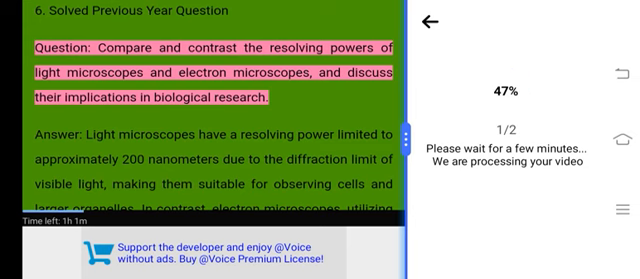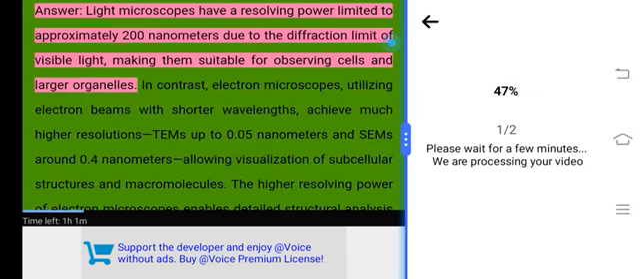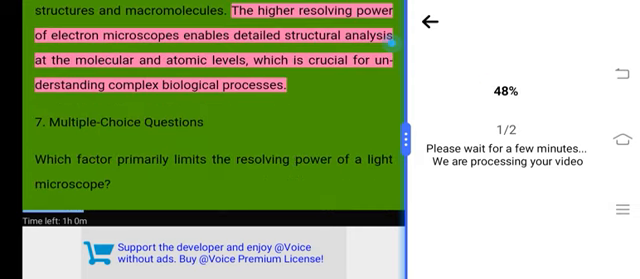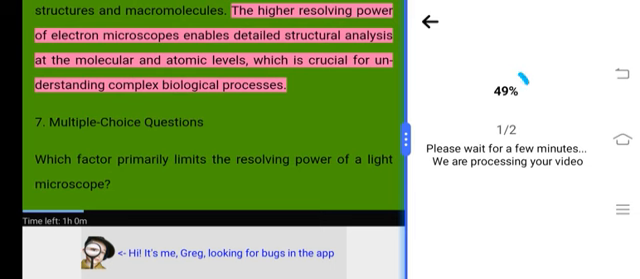6. Solved previous year question. Question: Compare and contrast the resolving powers of light microscopes and electron microscopes, and discuss their implications in biological research. Answer: Light microscopes have a resolving power limited to approximately 200 nanometers due to the diffraction limit of visible light, making them suitable for observing cells and larger organelles. In contrast, electron microscopes, utilizing electron beams with shorter wavelengths, achieve much higher resolutions, TEMs up to 0.05 nanometers and SEMs around 0.4 nanometers, allowing visualization of subcellular structures and macromolecules. The higher resolving power of electron microscopes enables detailed structural analysis at the molecular and atomic levels, which is crucial for understanding complex biological processes.